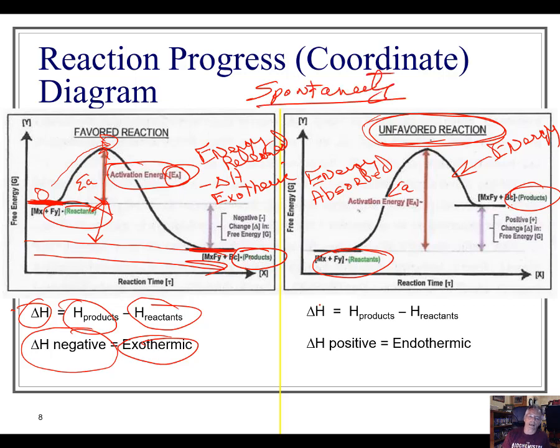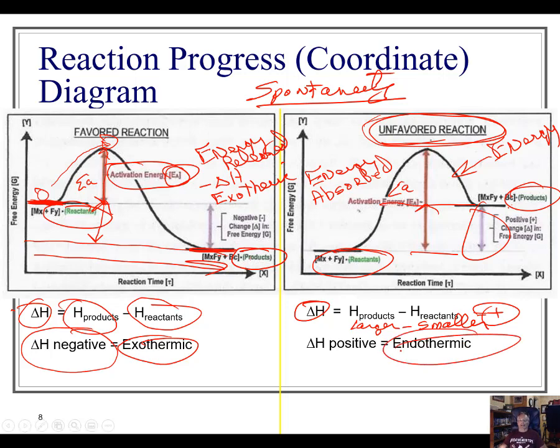So when we're calculating delta H, we've got a product enthalpy which is larger than our reactant enthalpy. This would be our delta H for this reaction. So the product enthalpy is a larger value in this case, and we're subtracting a smaller value. So that's going to be a positive value, and that is endothermic. Okay, delta H is positive.